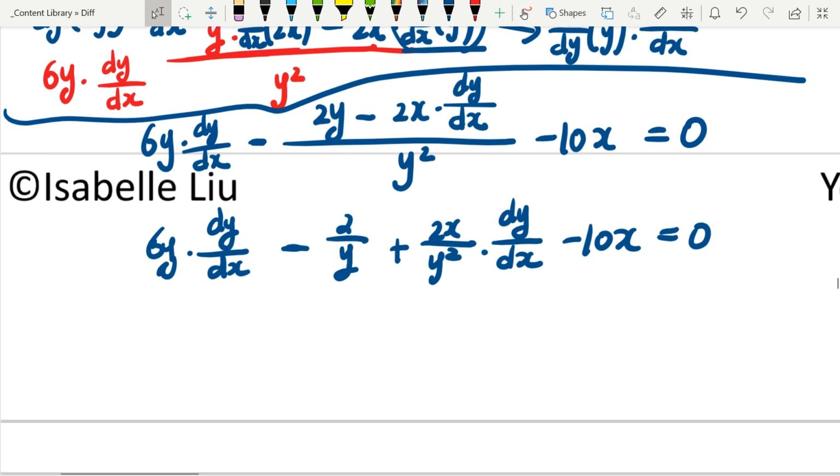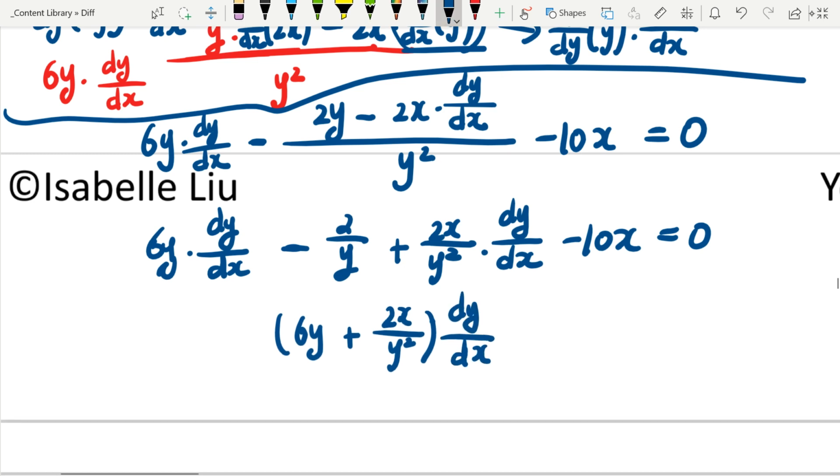Okay, what I'm talking about here is the theory. Why is it like that? But when you actually do the question, it's not that hard. So do not stress out now. It should be much easier than this. So I will leave the dy dx term on the left hand side. So what we have is 6y plus 2x over y squared, that many dy dx. And there are other terms on the other side, so it's 10x plus 2 over y.